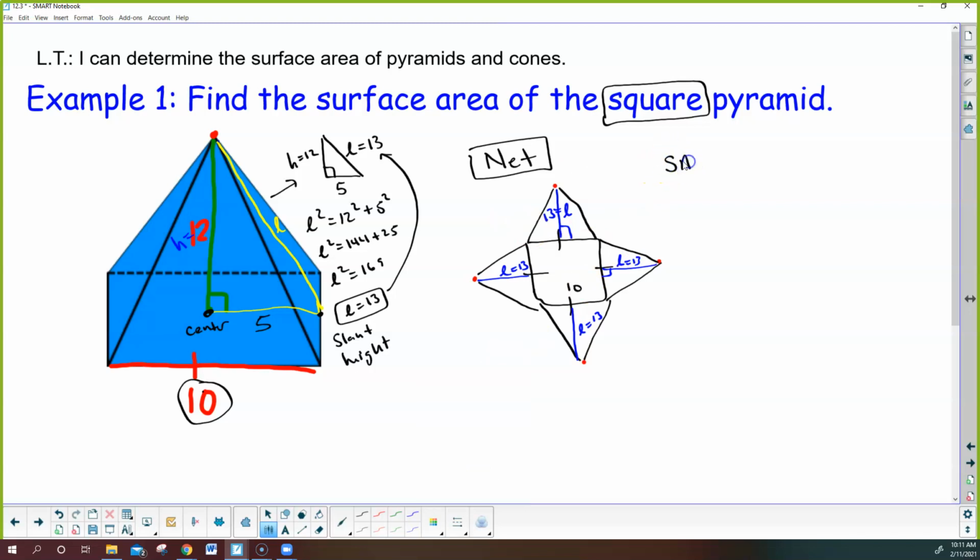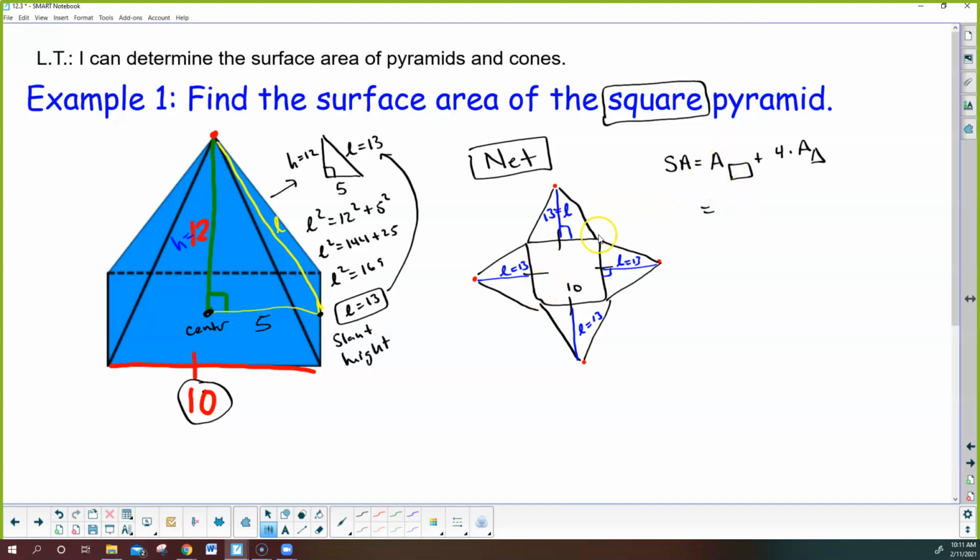So if I want to find the total surface area, I know it's going to be the area of the square plus, and the only reason why I can do 4 times the area of one of the triangles is because it's a square pyramid. If this was a rectangle, I'd have to find the area of one of these two and one of these two, because the triangles would not be the same if this was a different shape. So be very cautious of that.